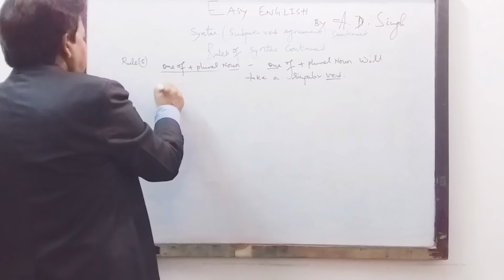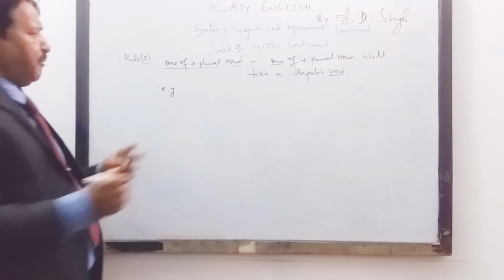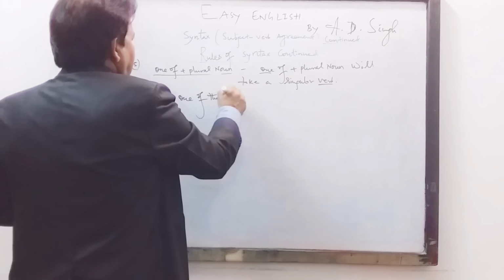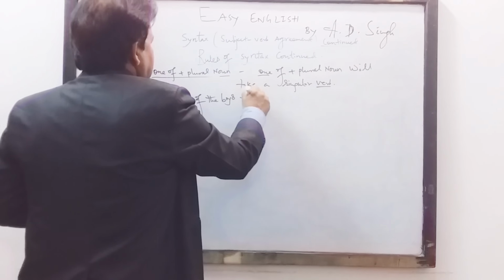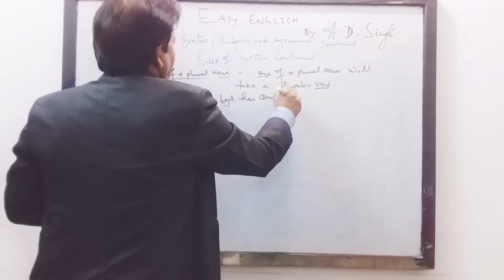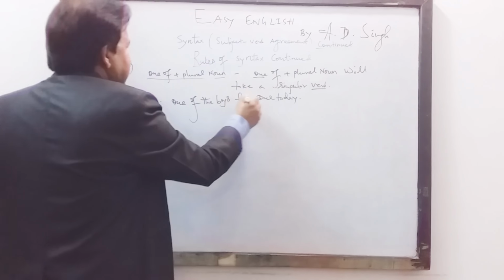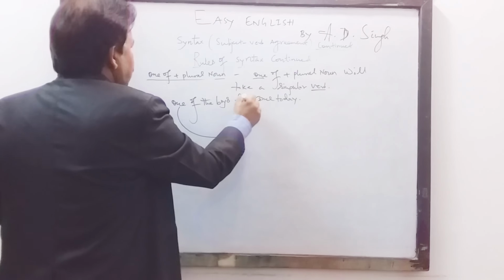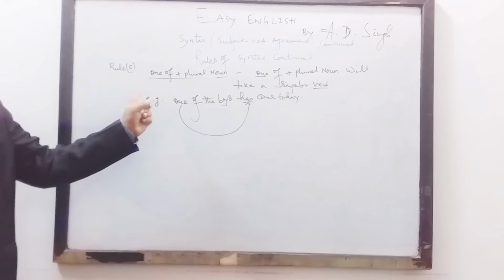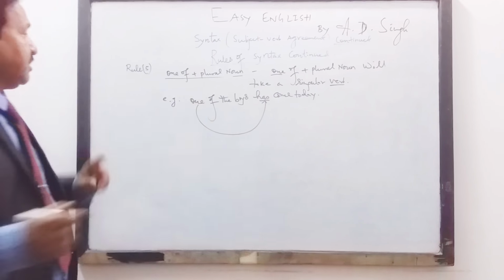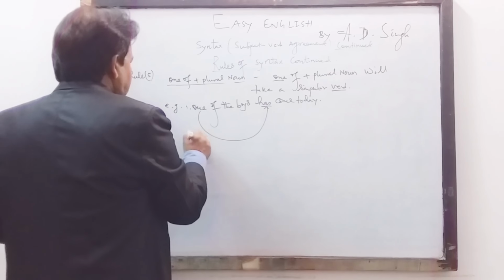For example, let us look at the examples. One of the boys has come today. Now, why have I written has here? Because the real subject is one. Here, boys is not the subject. What is the subject here? One. Similarly, another example number 2.